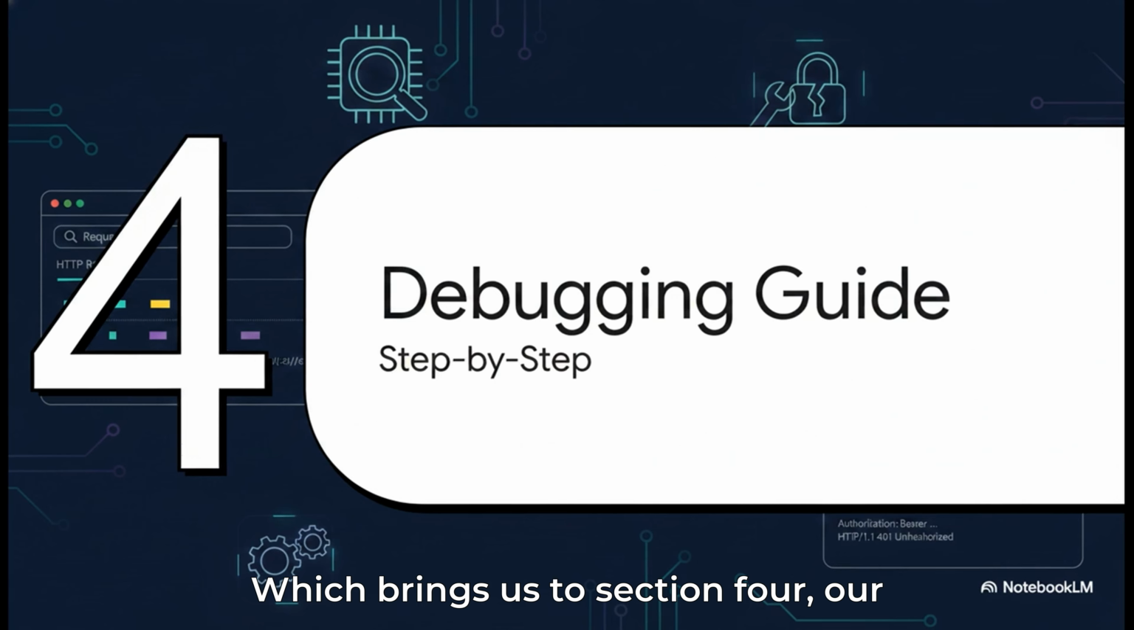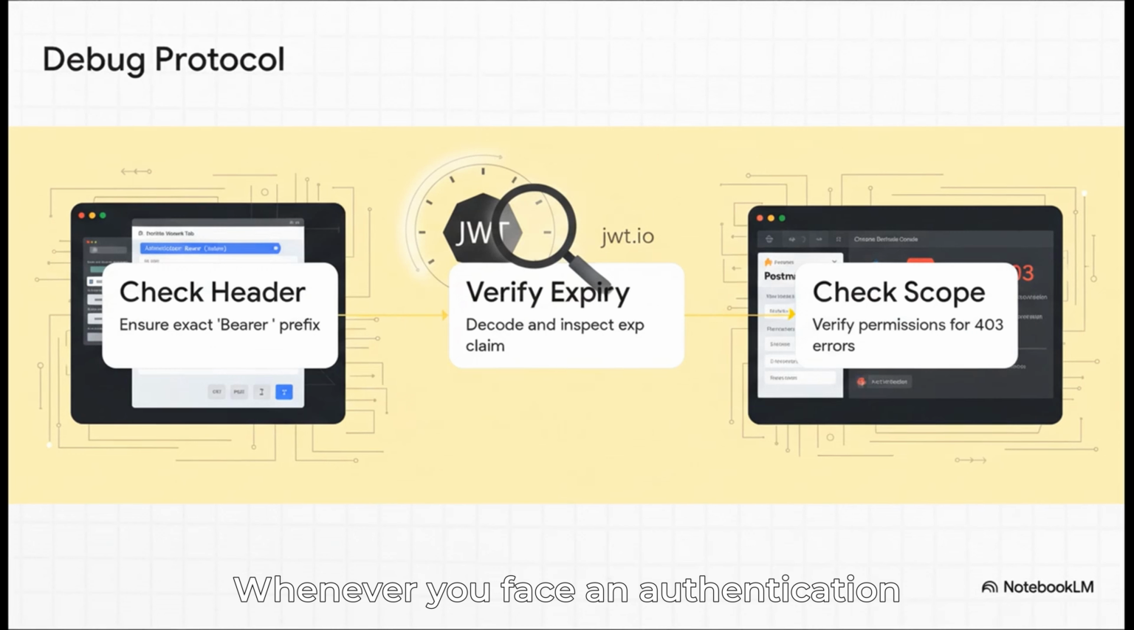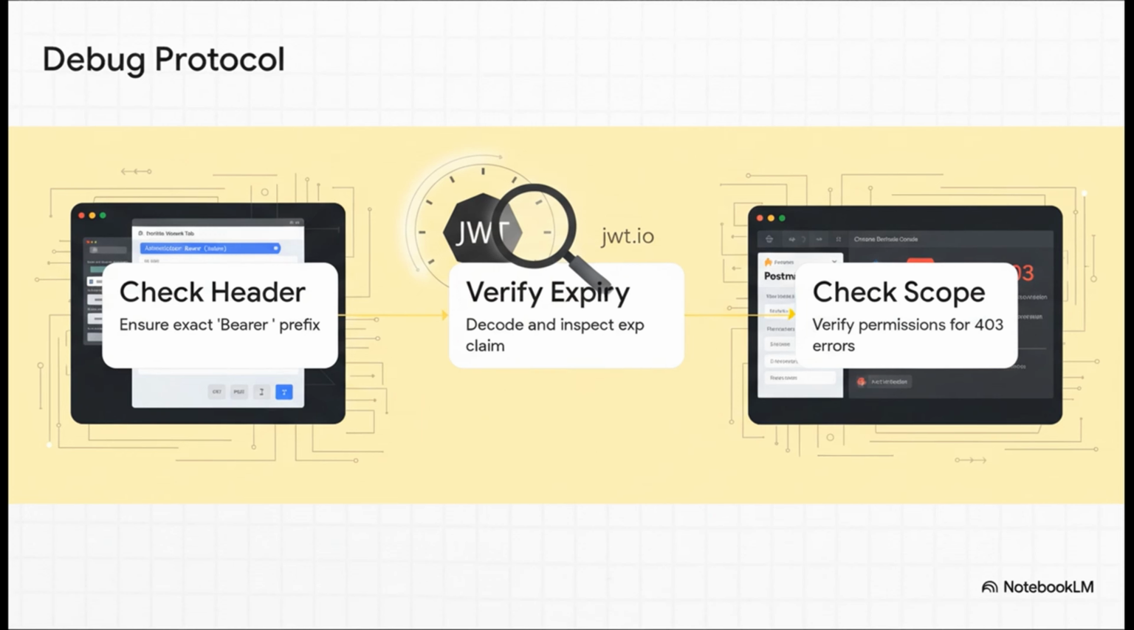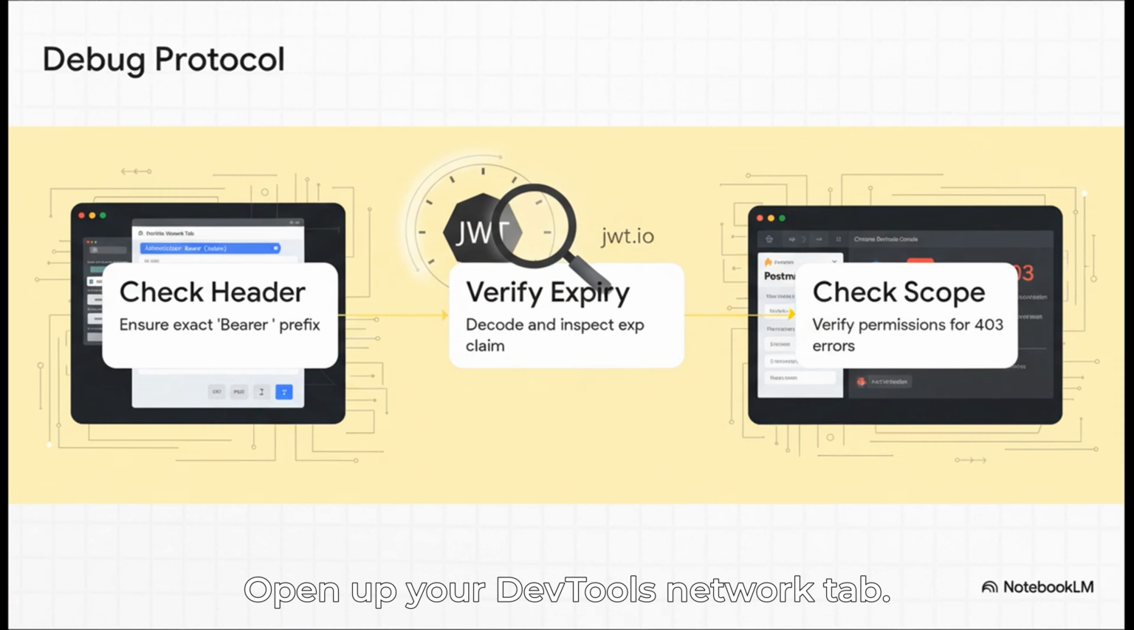Which brings us to Section 4, our step-by-step debugging guide. Whenever you face an authentication error, seriously, do not guess. Just follow these 3 steps. Step 1. Check the HTTP header. Open up your DevTools Network tab. Is the authorization header actually there? Is it formatted perfectly, with exactly Bearer and a single space?